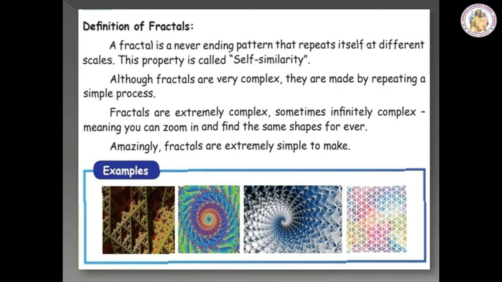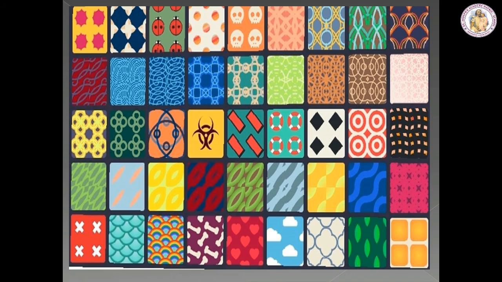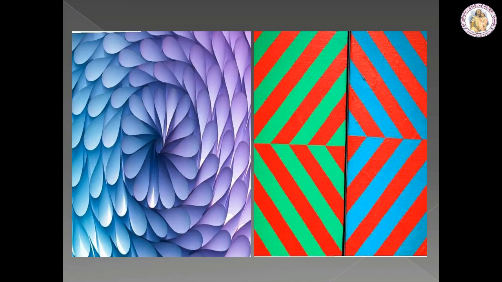For example, these are the patterns they have given below. These are examples of patterns. If you zoom into the pattern, you will get the same picture. That is called a fractal. If you zoom into the flower pattern and the tile pattern, you will get the same image. That is, self-similarity will be the same in both patterns.